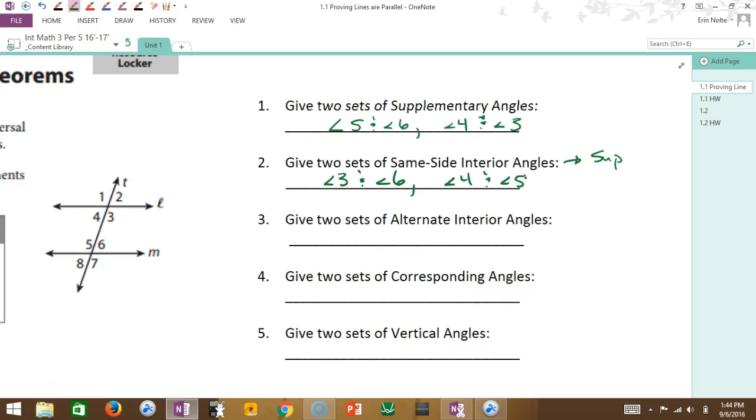All right, number 3, I need a set of alternate interior angles. Alternate interior angles. Autumn. 4 and 6. Would anybody agree with Autumn that 4 and 6 could be alternate interior angles? She is correct. 4 and 6 are alternate interior.